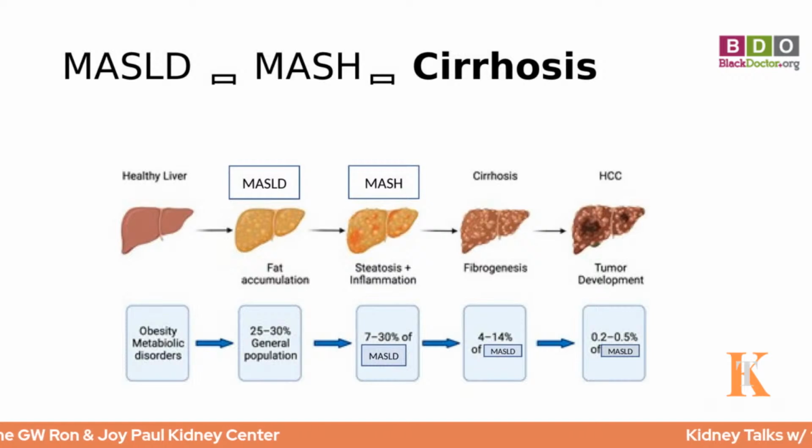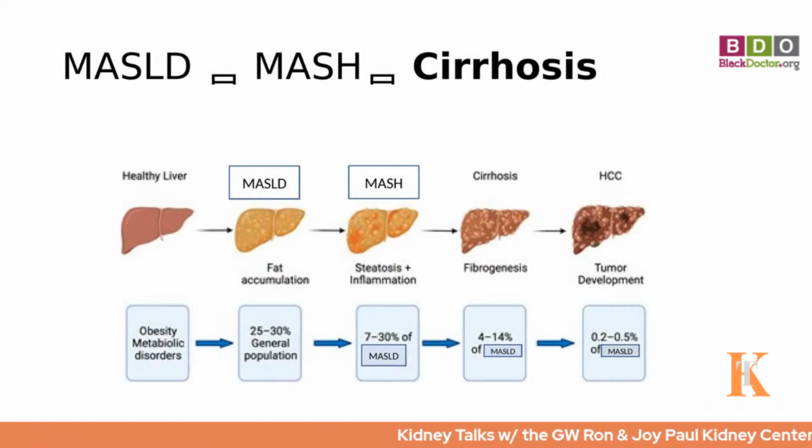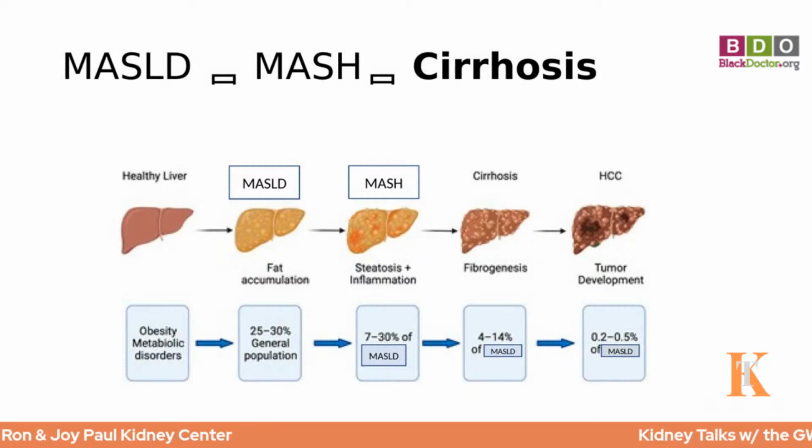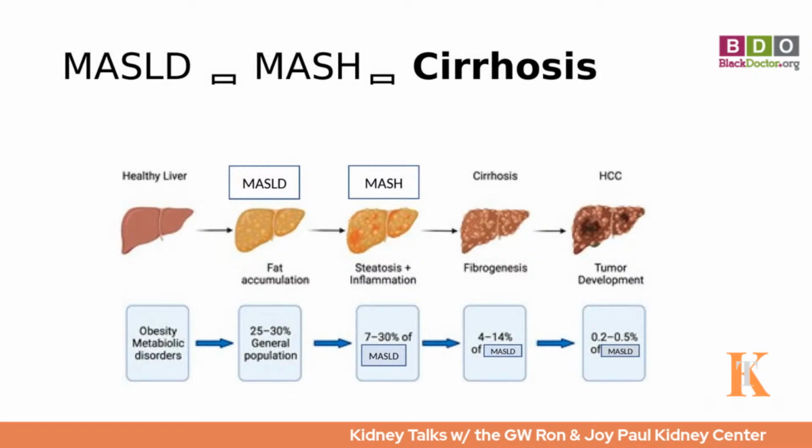So it's important to understand that this is a progression here. And this line right here, before you get to cirrhosis, this is the point of no return once you develop cirrhosis. But at any point here, if you make changes to the metabolic disorders, you could roll this back and even get back to a normal, healthy liver over time.